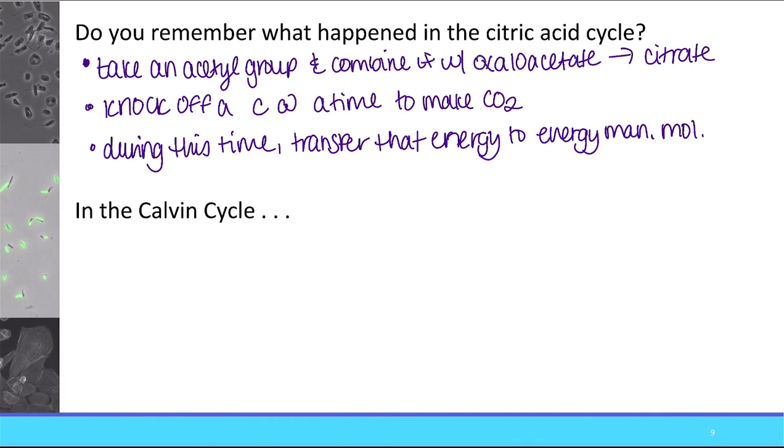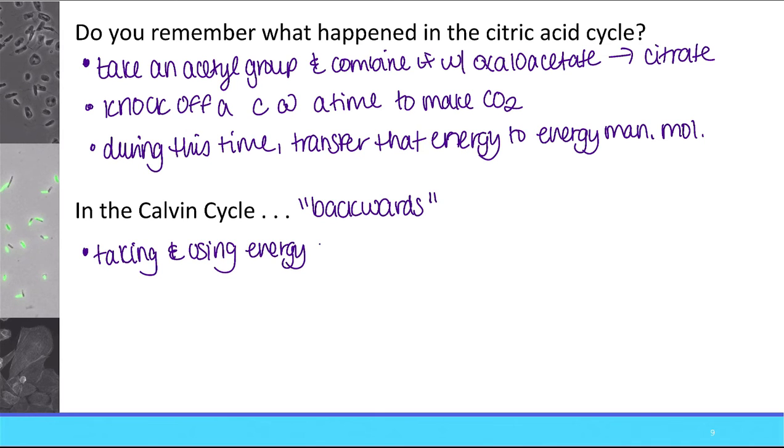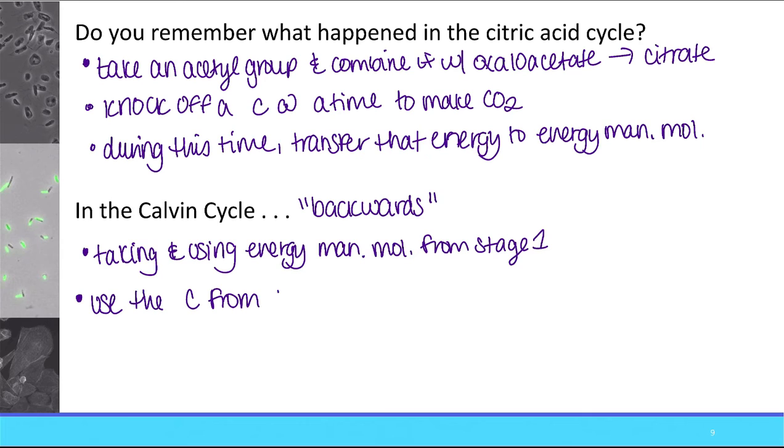So why am I talking about the citric acid cycle when we're supposed to be talking about the Calvin cycle? The reason is because if you understand the citric acid cycle, you can understand the Calvin cycle. They're essentially backwards. Instead of transferring energy to energy management molecules, we are using the energy management molecules from stage 1. That's going to power the Calvin cycle. And instead of releasing CO2, which comes from the breakdown of glucose, we are going to use the carbon from CO2 and combine it with a 5-carbon molecule.